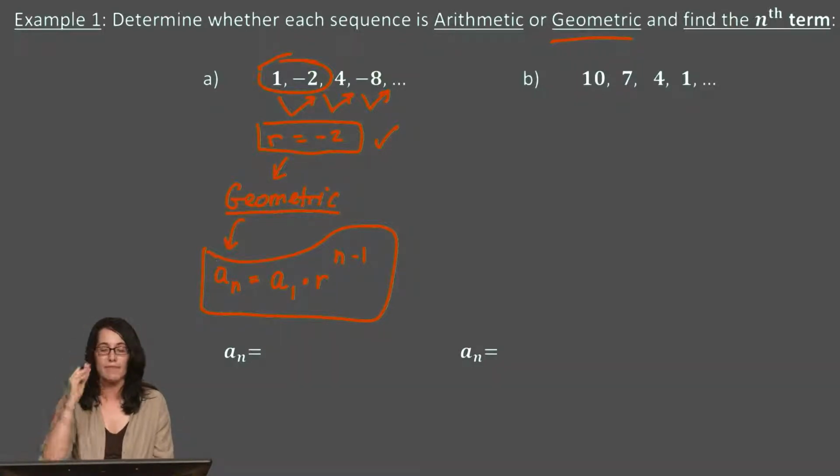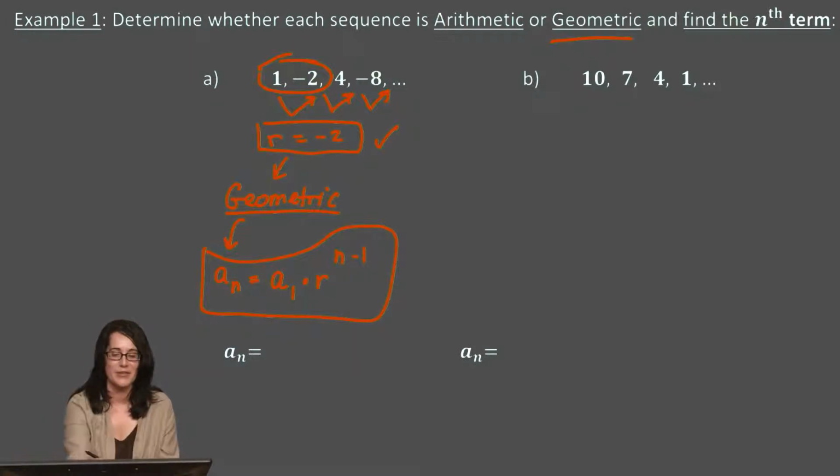So let's take a look and fill that in, if you haven't done so already. You put your first term in, which was 1. You put your common ratio in, which was negative 2. And you raise it to the power of n minus 1.